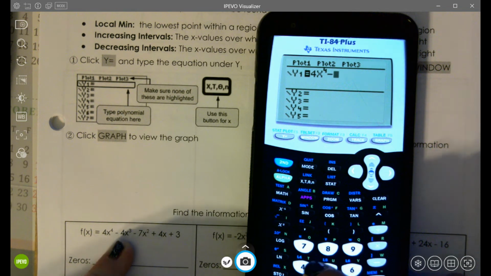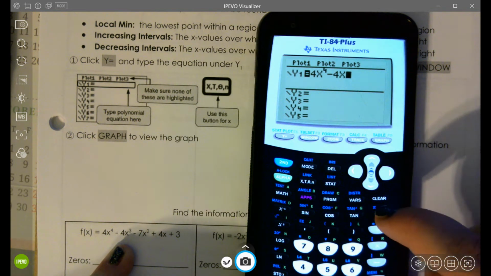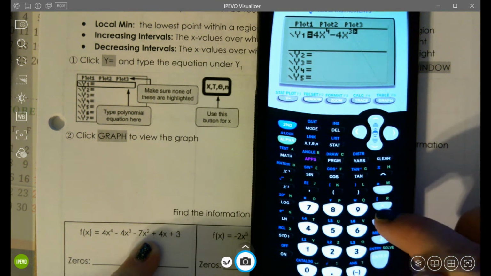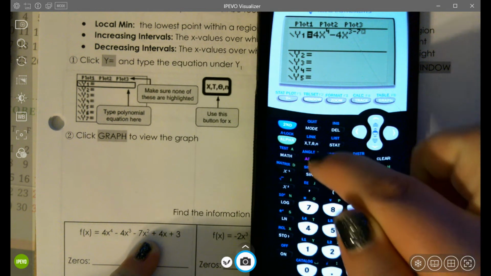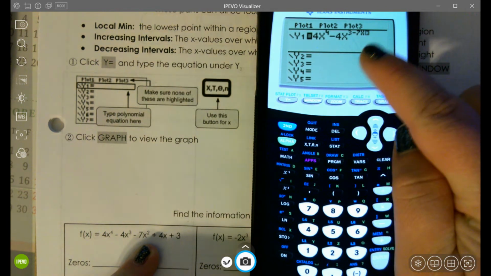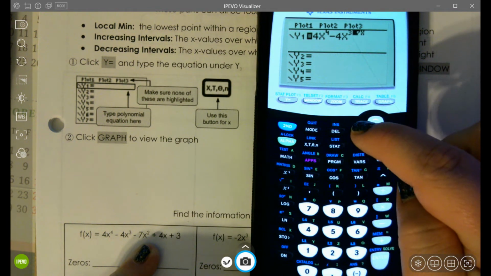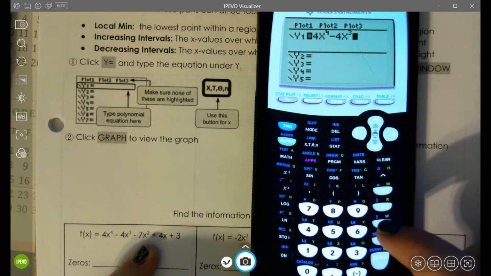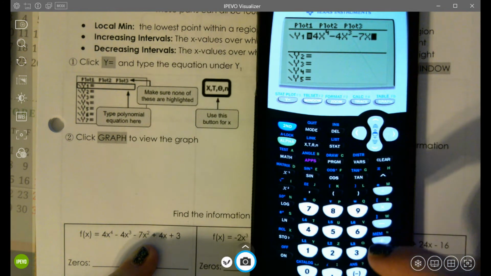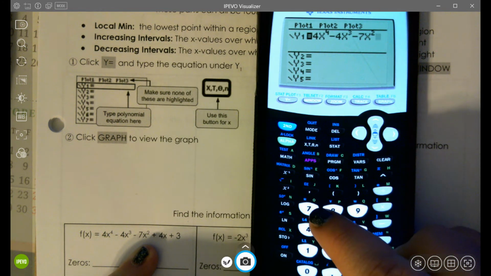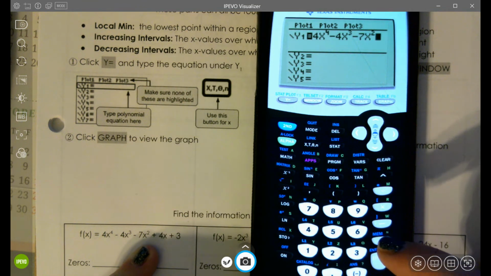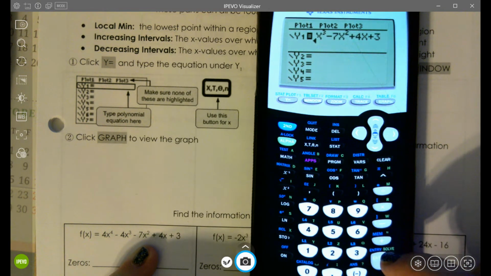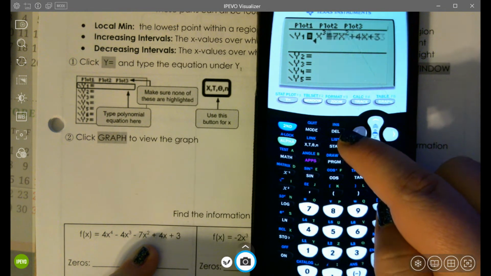I'm going to type minus 4x caret 3 minus 7x, oops, see, I just did it. Everything's an exponent right now, so I have to go back and hit delete, delete, delete. There we go, minus 7x squared. For squared, you can just use the button diagonal up from the 7, because then you don't have to do the exponent thing. Plus 4x plus 3. So make sure you have yours typed in as well.